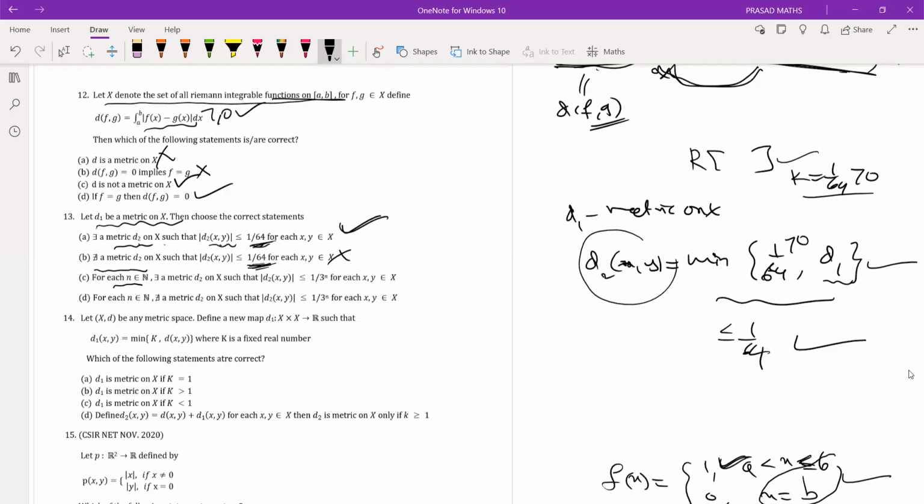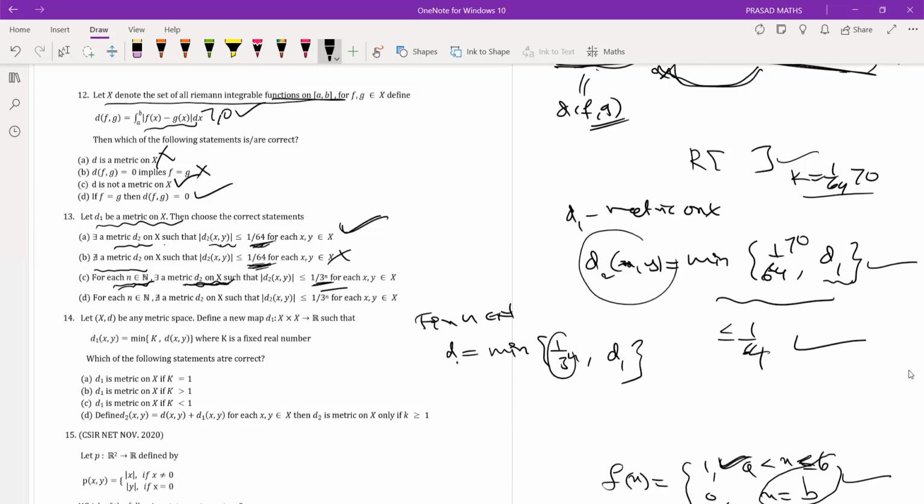Is it true that for every n, you can find a metric d2 which is bounded by 1/3 power n? Give me n. Can you find a metric d2 which is bounded by 1/3 power n? The answer is yes, with the same argument. What is my d? My d is equal to the minimum of 1/3 power n comma d1.